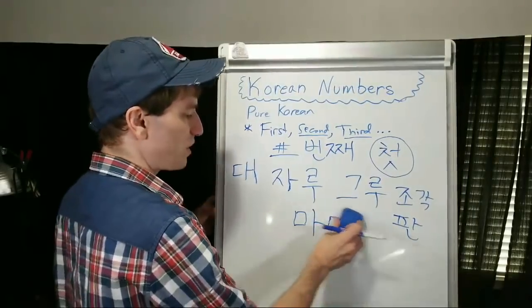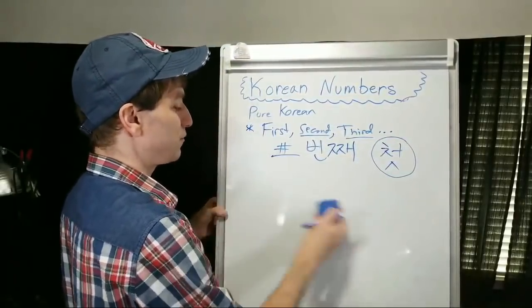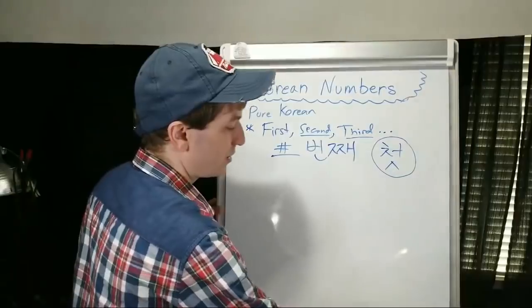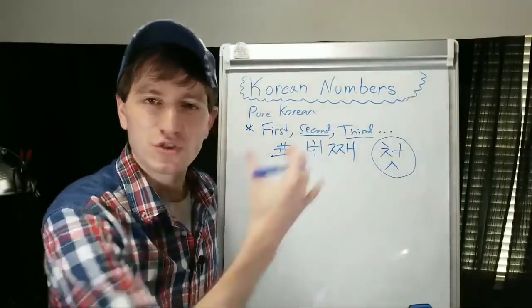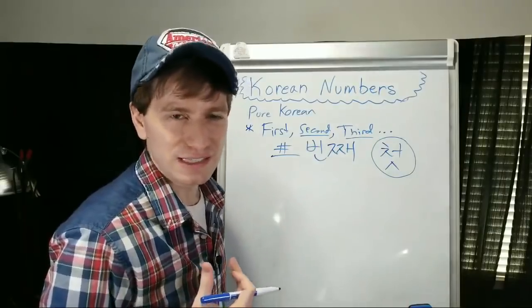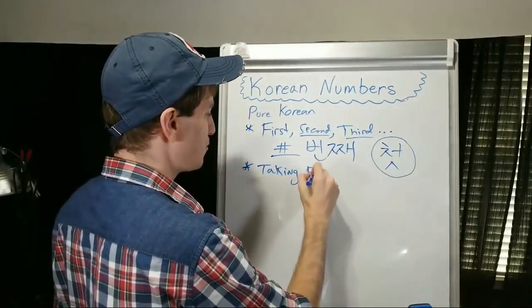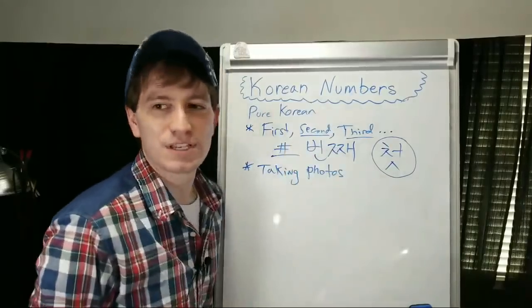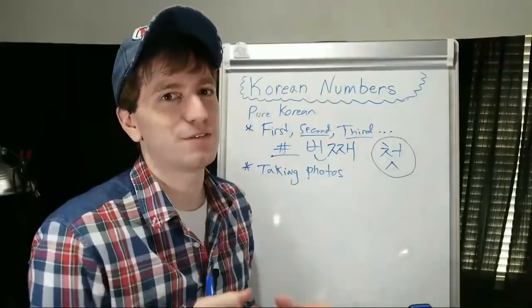Like I said, don't stress about learning all of them because you'll learn them as you learn the vocabulary for that. Like if you don't even know how to say refrigerator, you don't need to learn how to count appliances yet. Like if you're not counting trees, you don't need to learn how to count trees. Oh, and then the other thing is when you're taking photos, the final thing. When you're taking photos, people will count with pure Korean numbers and not Sino-Korean. They'll say 하나, 둘, 셋, and then take a photo.